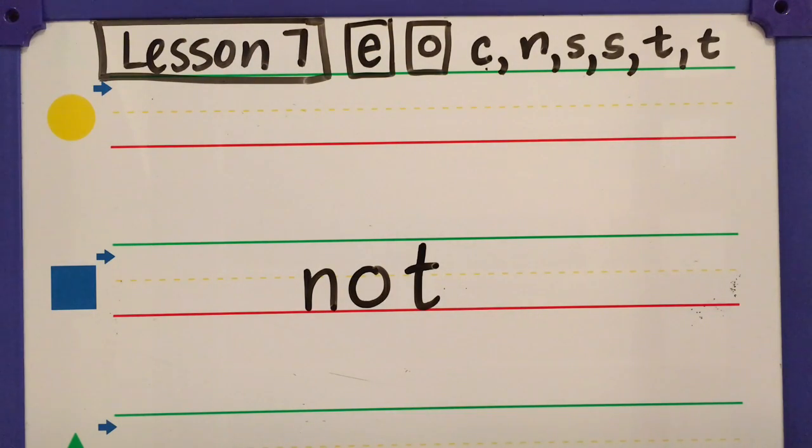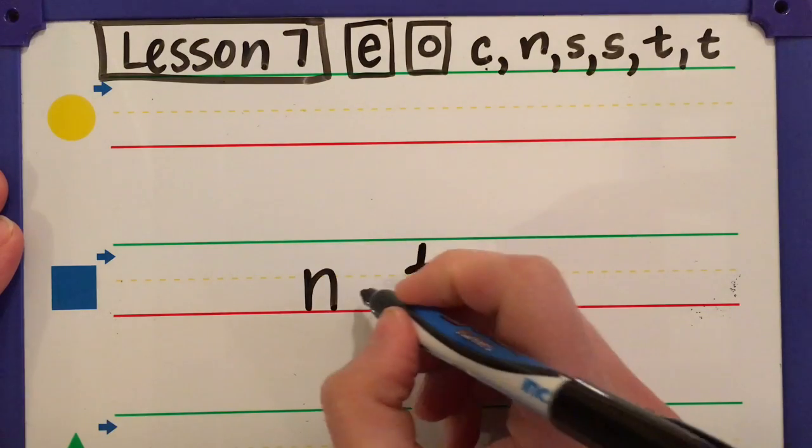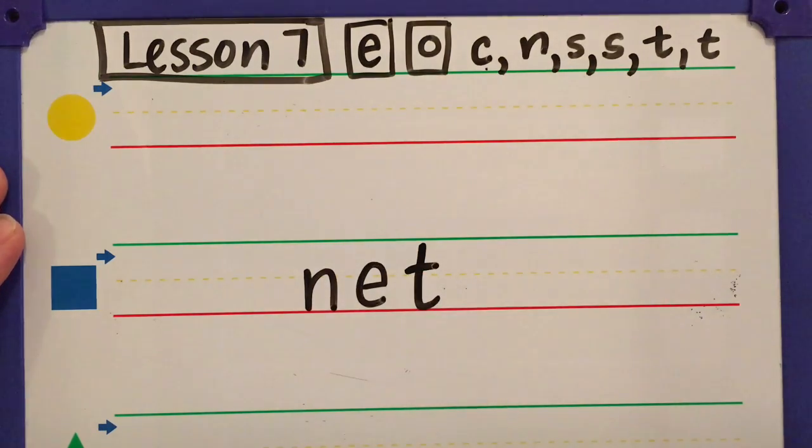For our next word, we'll be changing one letter. We'll be making the word net. They caught the fish in the net. N-E-T, net. Notice that the beginning and the ending sounds are the same, but the vowel sound is different. So we're changing it from O like octopus to E like elephant. Excellent job.